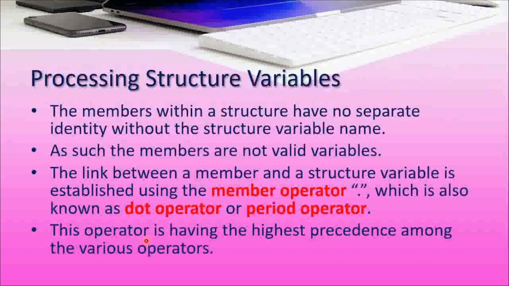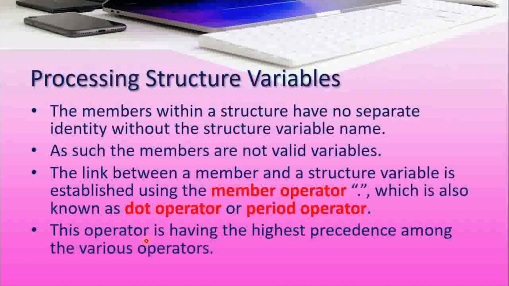So now, how can we process the structure variables? That is another aspect. In the case of our normal variables or identifiers, we can directly assign values, and a value from one variable can be copied into another variable, and the two variables can be compared. All these things are possible in structure variables also. The members within a particular structure have no separate identity without the structure variable name.